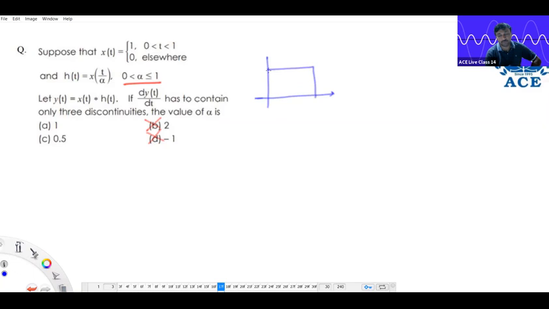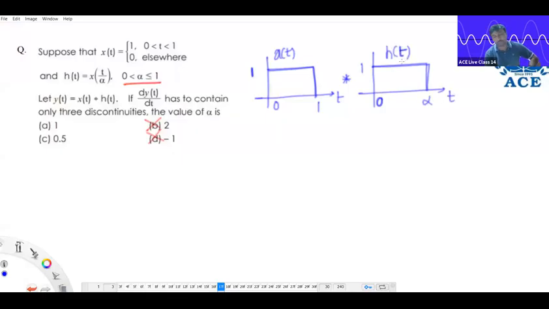X of t is 1 for 0 to 1. H of t is x of t by alpha. I am taking in terms of alpha only. If you feel they are unequal length rectangles, 100% what is the output graph? The graph of the output is a trapezium.